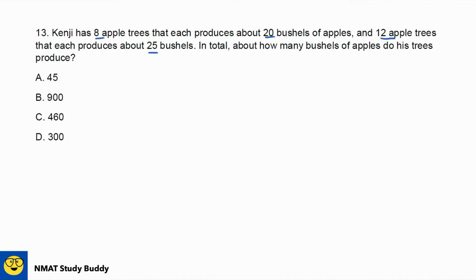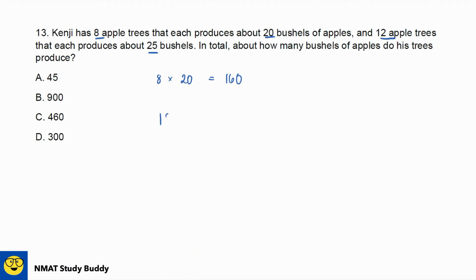So, dito, i-multiply lang natin kung ilan yung apple trees and then kung ilan yung napoproduce na bushels of apples nung kada tree na yon. So, for this one, 8 times 20 is equal to 160 apples or bushels of apples.